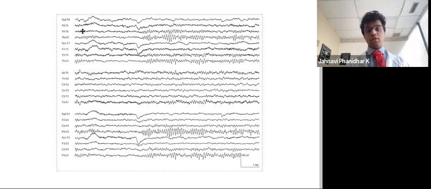Now this is a normal EEG, which shows the electrodes and the channels. The channels are depicted by the first electrode and the second electrode here, and they are listed on the top left. And we will have a scale showing the magnitude of the waves and the time axis.